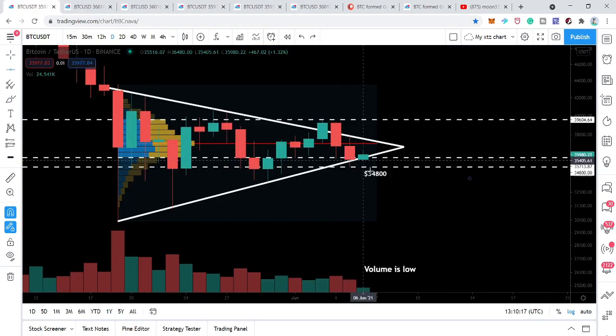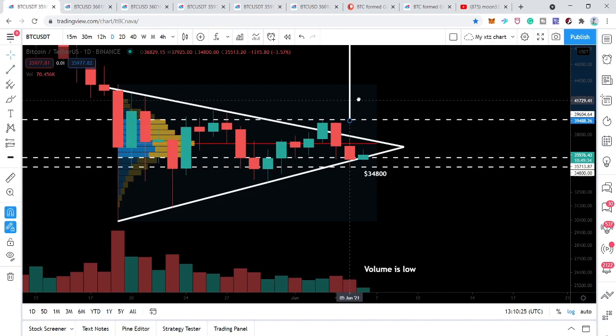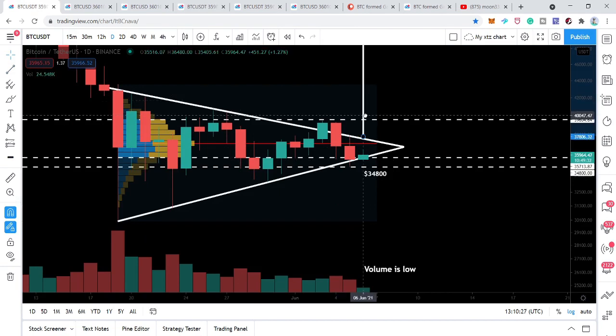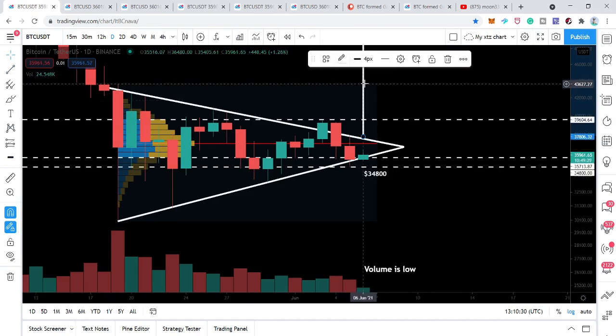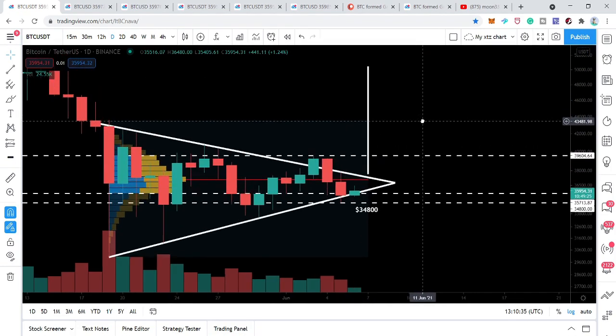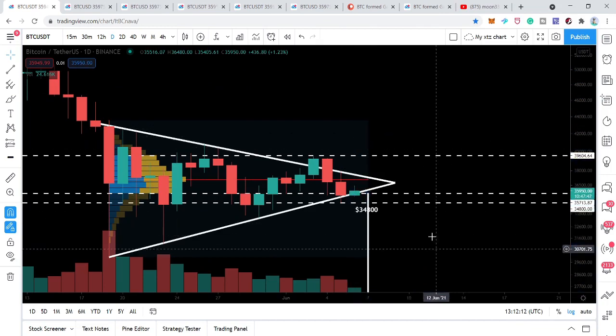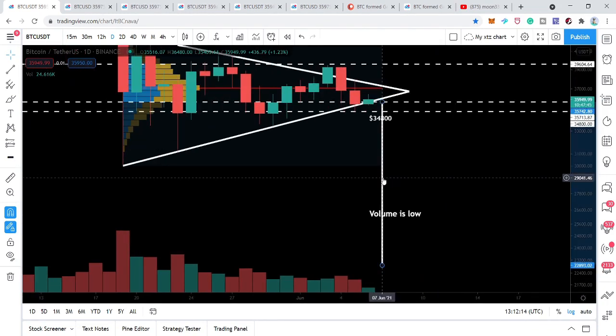and once we are out of this triangle, then we can expect a move even above $50,000 according to the measurement of the triangle from this tail to this support. If we have a breakout from here, or maybe from here on the next candlestick, then we can expect the next move approximately at $50,000. And in case of a breakdown, the move can be approximately here, that is approximately $23,000.